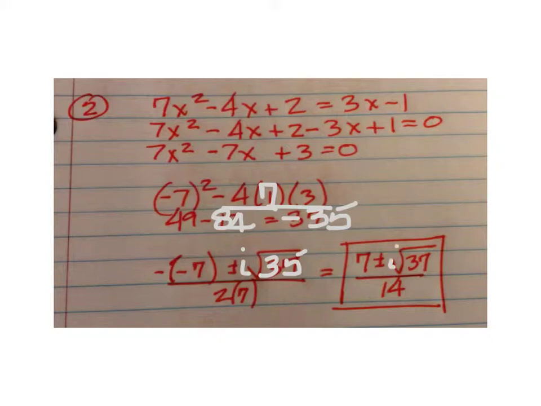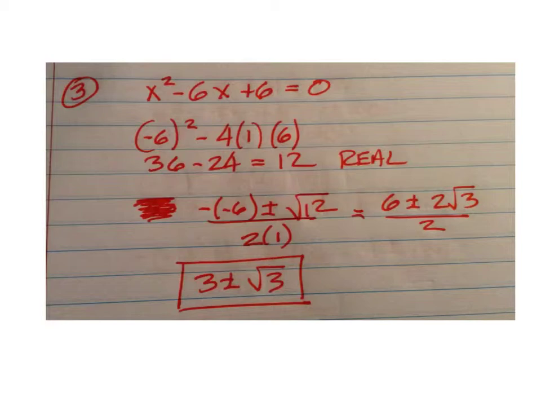So that would leave us with just this. Did you have 7 plus or minus i square root of 35 over 14? Yep, so this is the right answer here. 3 is 3 plus or minus square root of 3.